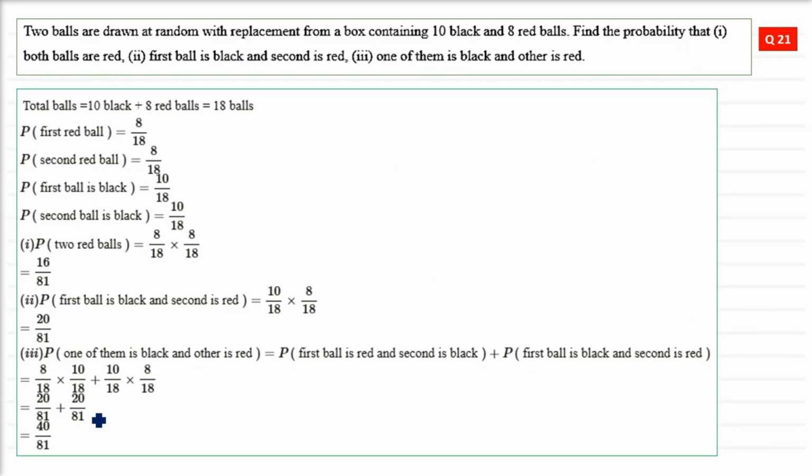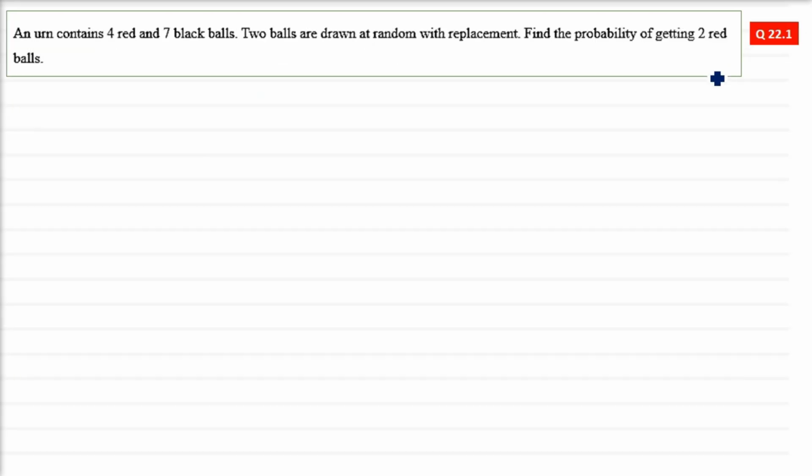Alright, now this is how you're going to do it. And this is the reference for you. You can try it one more time because this is again a good question. An urn contains 4 red and 7 black balls. Urn is a kind of a box only, a container you can see. 4 red balls and 7 black balls. 2 balls are drawn at random with replacement. That means these are independent events. Replacement means that only. Find the probability of getting 2 red balls.